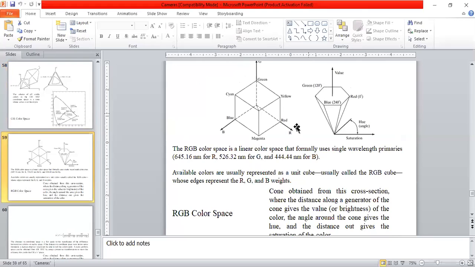So this is the RGB color space, right? R, G and B, right? So this is the green, red and the blue. So when we mix this blue and green, we'll be getting a cyan, right? So when we mix this red and green, we'll be getting yellow, right? So all the colors which we are able to generate can be represented within a cube, right?